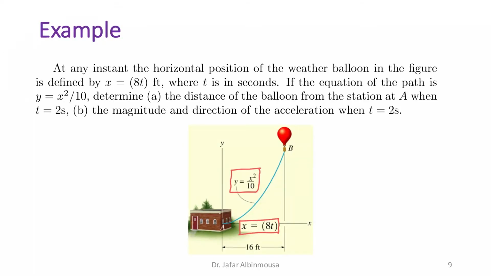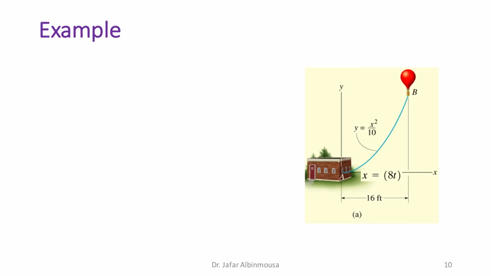We want to determine the distance of the balloon from the station at A, that's the station at A, when t equals 2 seconds, and then we want to determine the magnitude and the direction of the acceleration when t also equals 2 seconds. So let's start with the position. So for the position, this is the position.